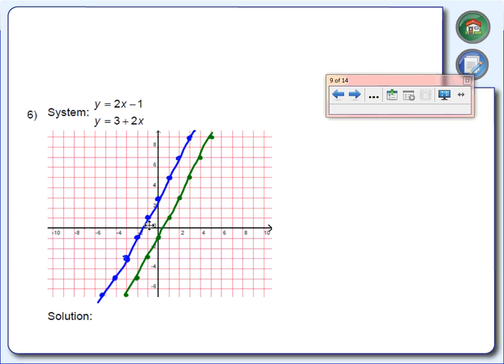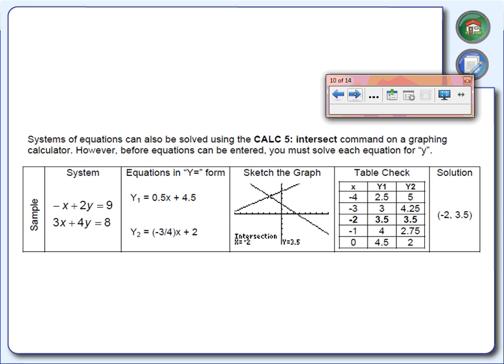You're not going to have an answer. Because remember, what are we looking for? We're looking for where they cross. And if they don't cross, well, then there is no solution. So anytime you have 2 lines that are parallel, there's no solution. All right, I've got one little quick thing we're going to look at here.